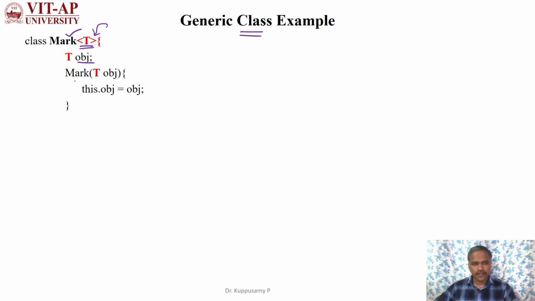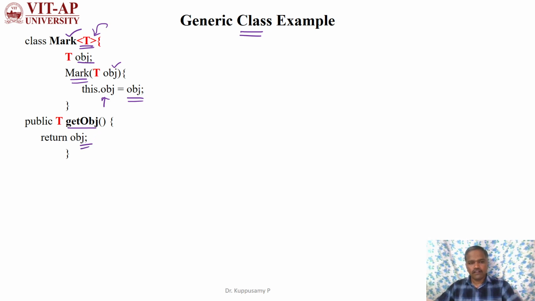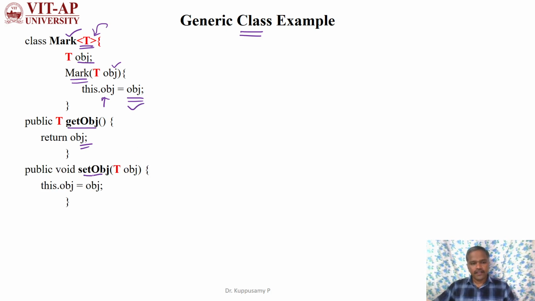For that object, I am creating the constructor and receiving the value from the driver class. When you are calling that constructor, it is passing the argument value, then that value is assigned to the variable obj. After that, I am using another method, getObject, to access the value which is stored in the variable obj.